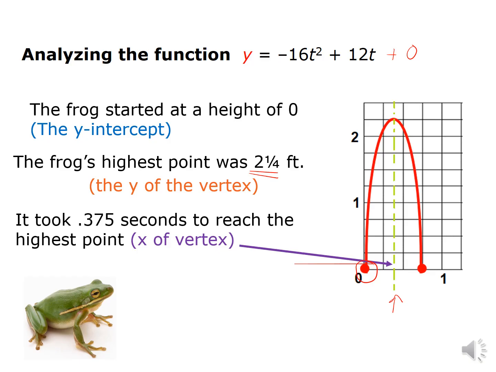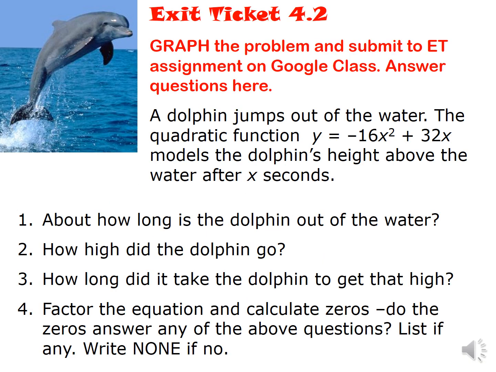You also need to understand that whatever the 0 is, this distance is the same. The time you have to be careful is if your graph started at a different height, because here's your axis of symmetry. It's this distance and this distance that are the same. Only when it starts at 0 is it going to be the same from here to here. So be careful of that. And now you get to try this with the exit ticket.